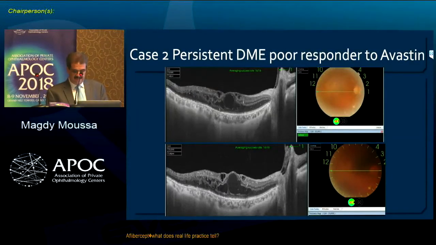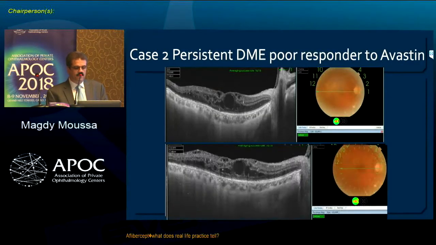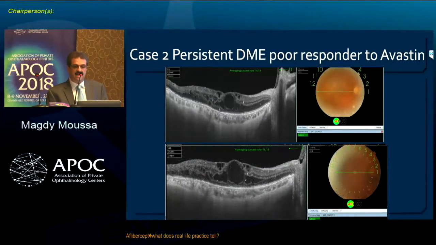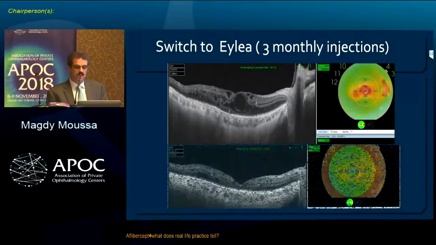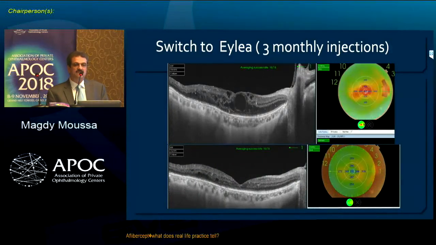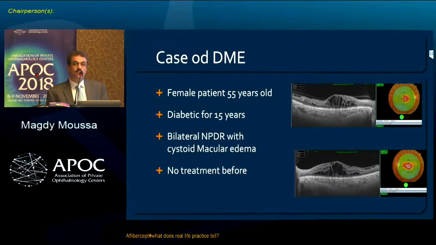Here is a persistent diabetic macular edema with a very poor response. First injection, second injection, and third injection, the patient did not improve even 10 microns. Then I shifted to Eylea, and I found a very good response, but this is not the first injection. This is after 3 consecutive injections. So sometimes when you shift from one anti-VEGF to another, because the mechanism is different, you get a very good response.